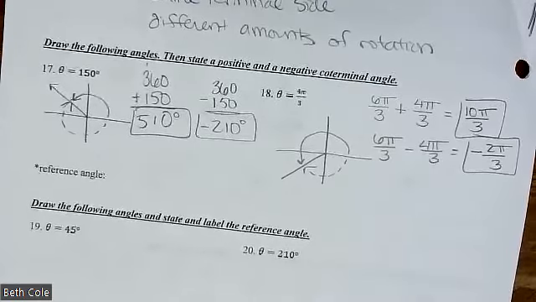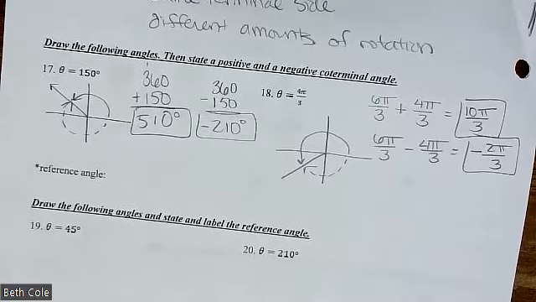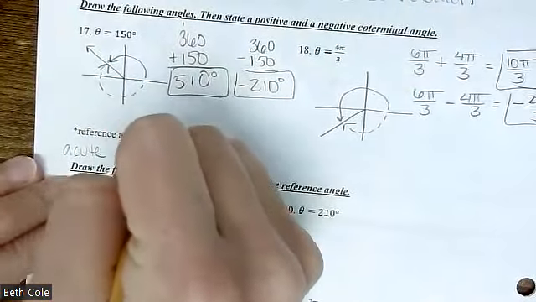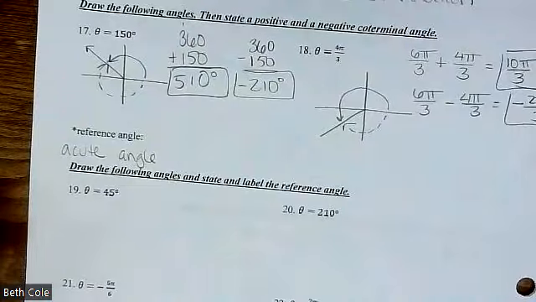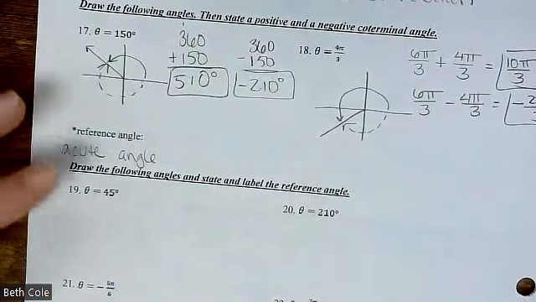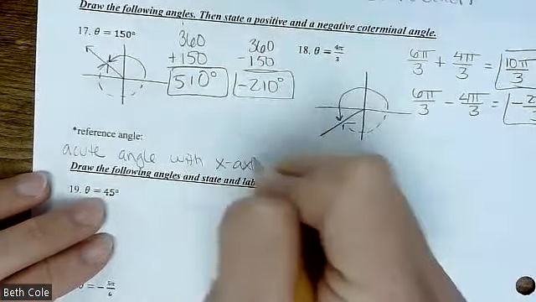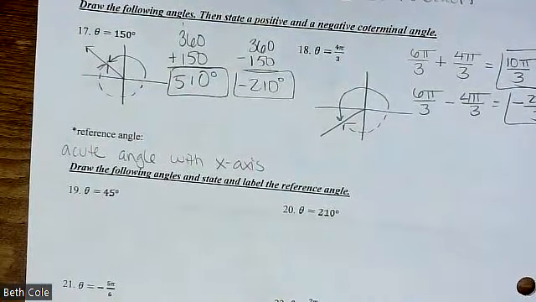All right, our other vocabulary words, we did coterminal, the other one is reference angle. This is the acute angle, which what does acute mean? Less than 90. Acute angle with the x-axis. The common mistake is people draw it to the y-axis, so just try not to do that.